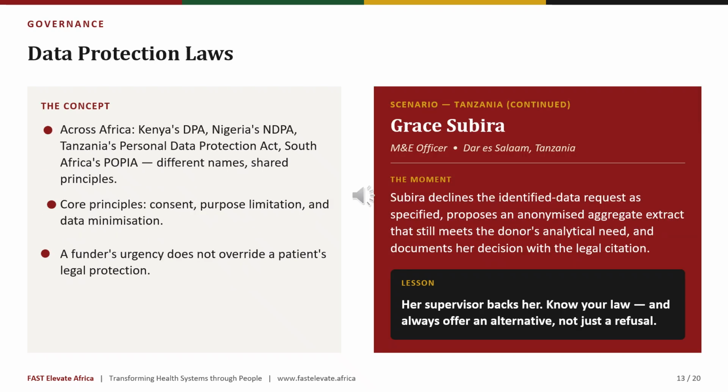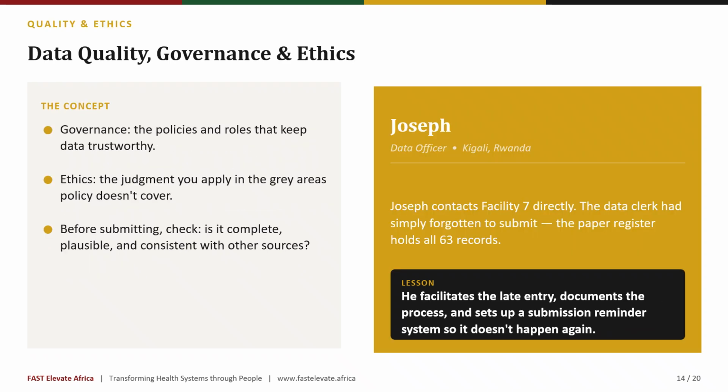Data protection laws. Across Africa, different countries have different laws, but the principles remain the same. Consent, purpose limitation, data minimization, legal compliance. These are core principles. A funder's agenda does not override a patient's legal protection. Good governance protects both patients and institutions. Data quality, governance, and ethics. Governance includes the policies and rules that keep data trustworthy. Ethics are the judgment you apply in the gray areas policy doesn't cover.